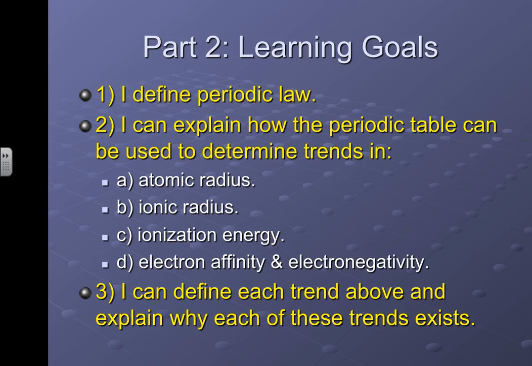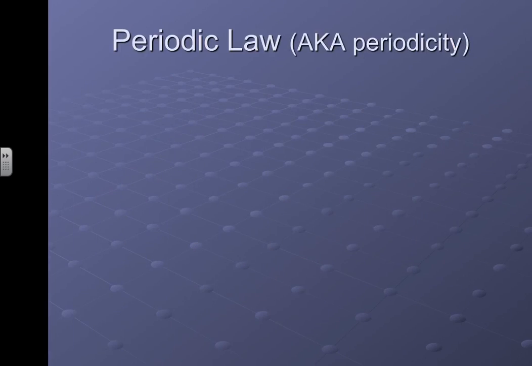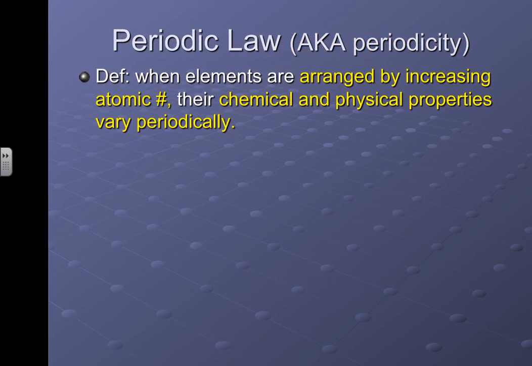So if you're ready, we're going to hit learning goal 1 here, periodic law. So periodic law, like I've said a couple times here, also known as periodicity, it has to do with basically the way the periodic table is set up. As the definition states, when elements are arranged by increasing atomic number, their chemical and physical properties will vary periodically. That's the book definition, but in my opinion, something in there is a little tricky. It's that word periodically. They vary periodically. What the heck does that mean?